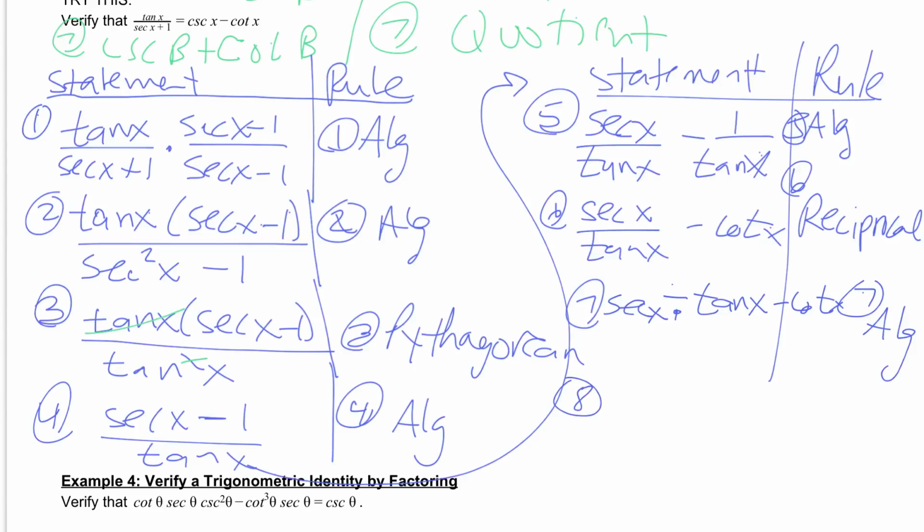Step number 8, I'm going to change my secant to 1 over cosine. And I'm still dividing by tangent of x minus cotangent of x. And this is my reciprocal identity.